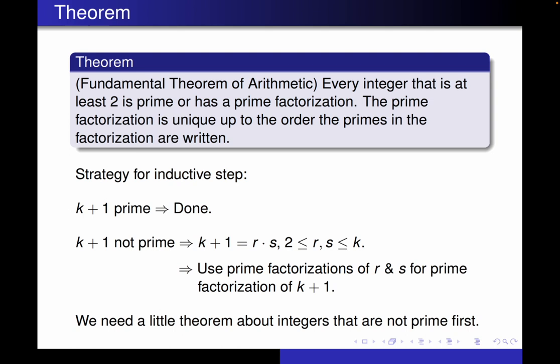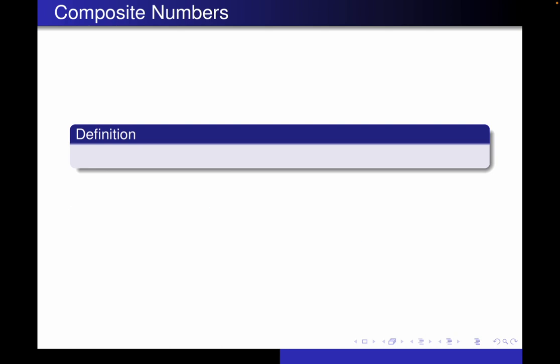But before we do that, we need a little theorem about integers that are not prime. Being able to factor k plus 1 into r times s is really important, but that's not part of the definition of not being prime. So we're going to talk about composite numbers, which is another way of talking about numbers that aren't prime, or at least most of the numbers that aren't prime, as you'll see.